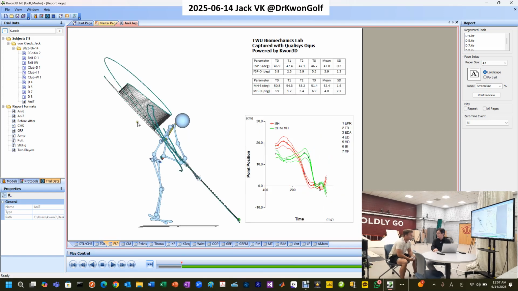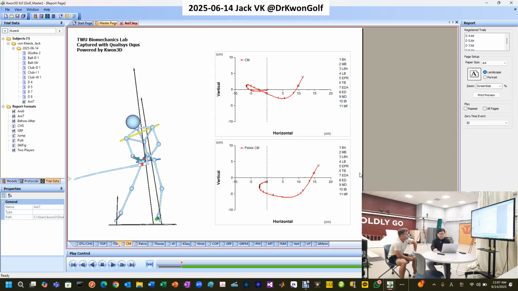tendency of spiral swing, that means it's arm dominant. You're dragging a lot, and then also this club head pattern shows that you're pulling the handle down, the club head going up, then you tend to have a steeper swing plane than normal. So these are all happening this way. And then this is center of mass motion here.